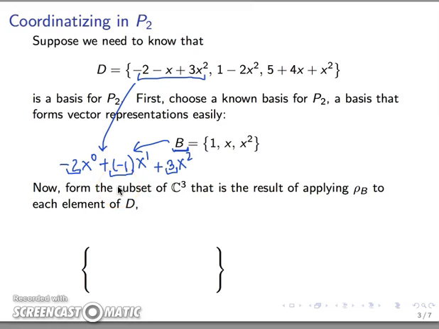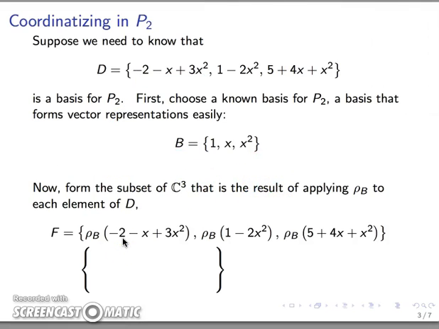And that's precisely what we want to do next. Think about those coefficients now being collected into a column: -2, -1, and 3. That's precisely the first column we're going to write into this set. And so we are now going to consider a set that has rho sub b, the vector representation relative to this basis B, and then we refer to a point at which that representation, that operator rho, is evaluated.